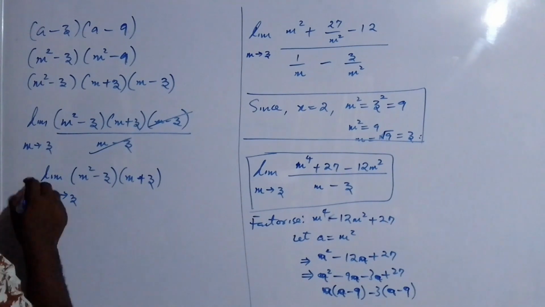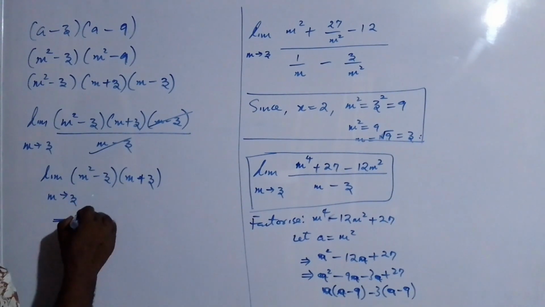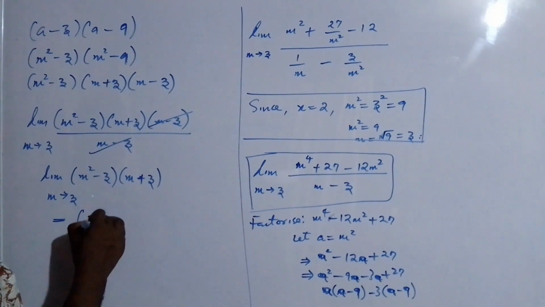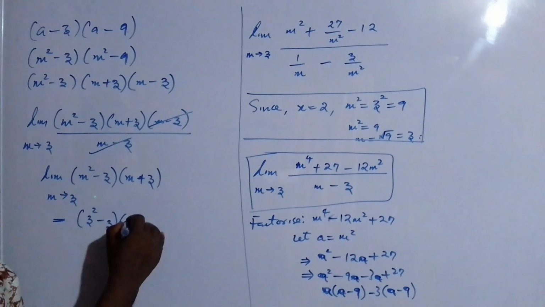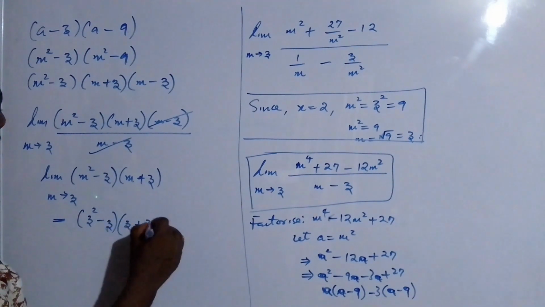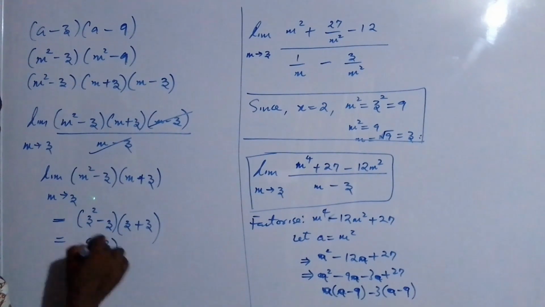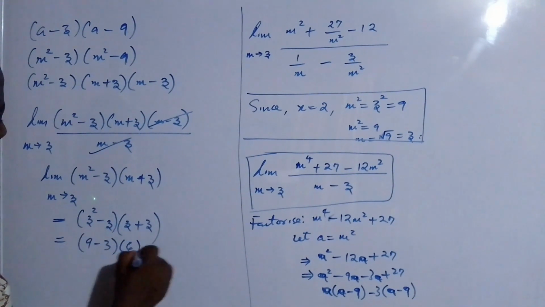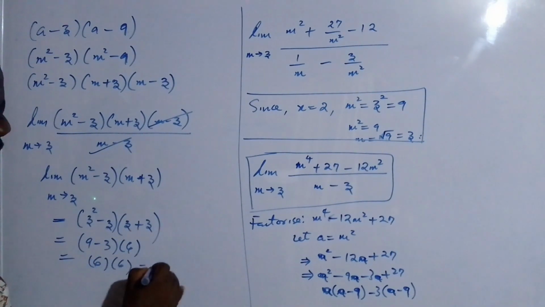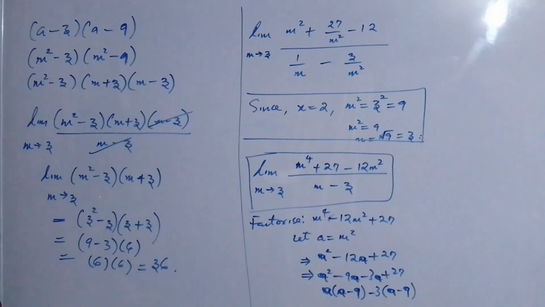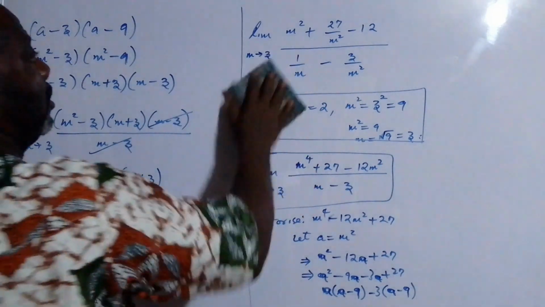So the limit now becomes 3 squared minus 3 times 3 plus 3. 3 squared is 9, 9 minus 3 is 6, times 6. So that will give us 6 times 6. So the limit is 36. The limit is 36.